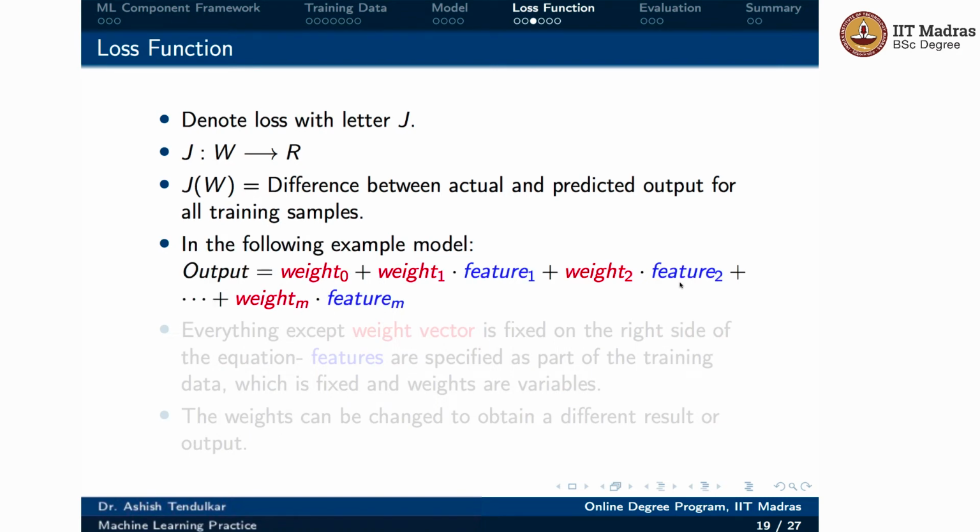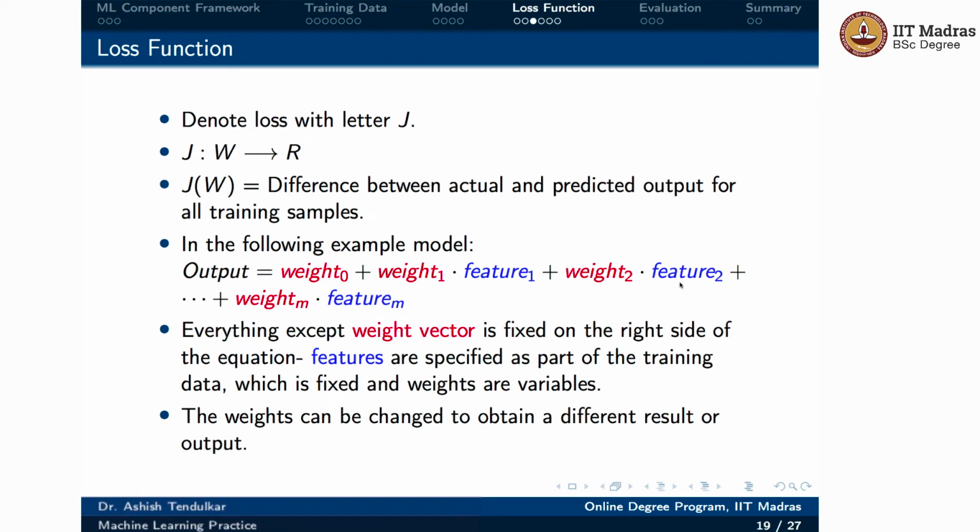In the example linear model that we saw, we know all the features, and what is not known is really the weight vector, which is colored in red. So all these values of weight 0, weight 1, weight 2, all the way up to weight m, are not known to us, and our job is to estimate these weight values based on the training set. In other words, we can change weights to get a new model, and that new model would lead to a different result or output that would in turn result in a different loss value.